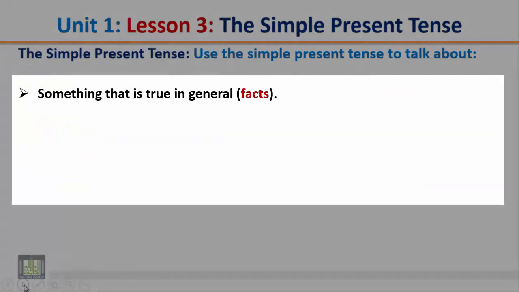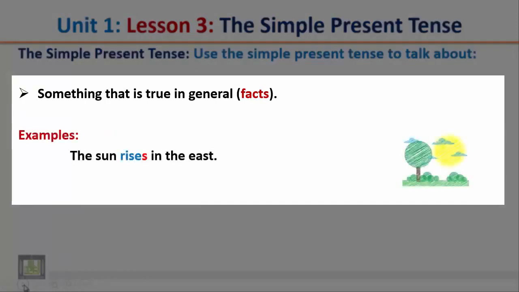The simple present tense also can be used to talk about something that is true in general, i.e. facts. Examples. The sun rises in the east. This is a fact. So notice here that this sentence is in the present simple tense. We add s to the verb because the subject here is a singular noun. Another example. Birds fly. Also notice here that this is a fact and the subject here is a plural noun. So we use the base form of the verb without s.